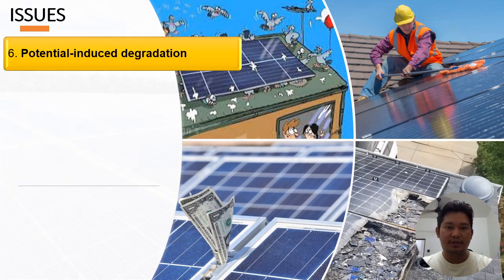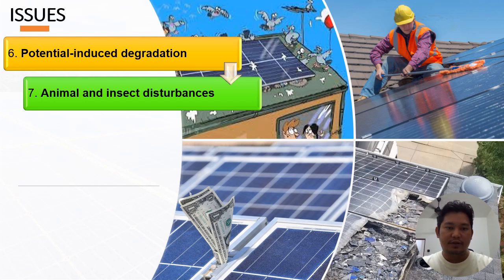Number 6, potential induced degradation is a phenomenon that can occur in solar panels. It happens when there is a build-up of electrical potential on the surface of the panel, which can degrade the performance of the panel over time. PID can be caused by improper installation or exposure to extreme temperatures.